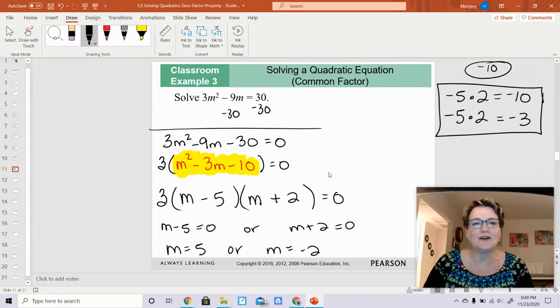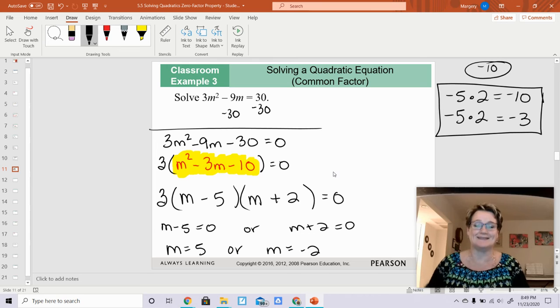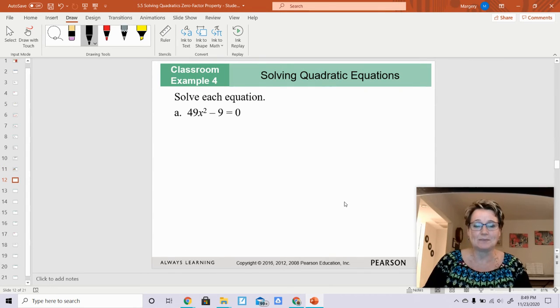Hi, we're back to 5.5. This is video B. I didn't want to make the other one as long, so I cut it in half. So here we go. We just factored this problem and we solved it. Now we're going to do this problem here.